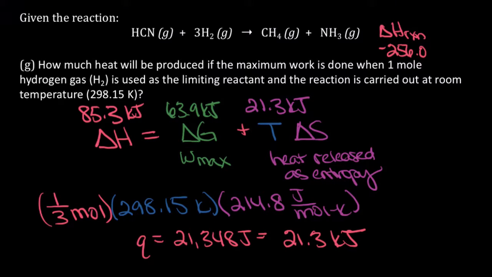One more time, in this reaction, the molecules had potential energy in their bonds, and when all the bonds rearranged, the energy of the products was less than the energy of the reactants. 85.3 kilojoules of heat was given off as enthalpy, but only 63.9 kilojoules could do work, and 21.3 kilojoules had to be released as entropy.